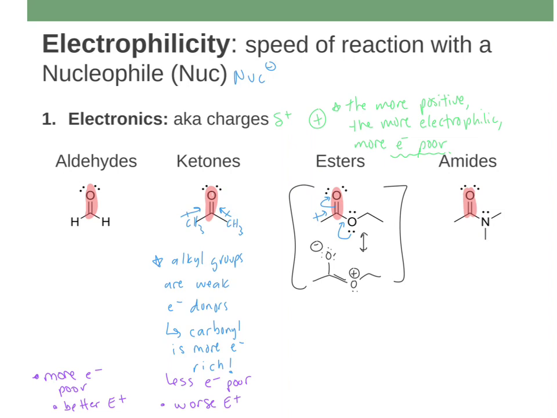This O then is considered a strong electron donating group, right? So this OR group is a strong electron donor. Which means if I compare it to the ketone, this is even more electron rich than the ketone, right?